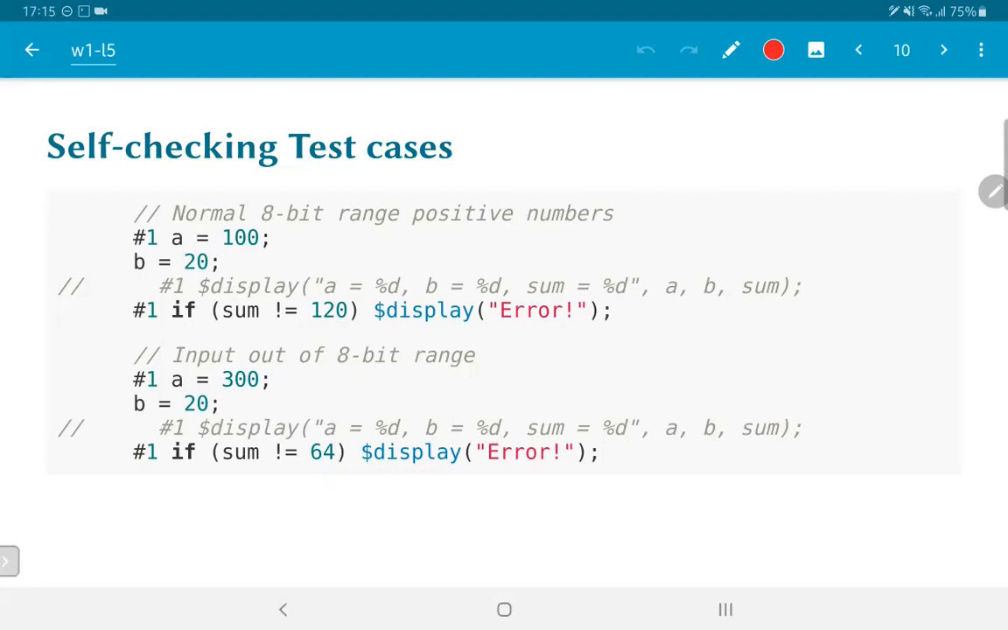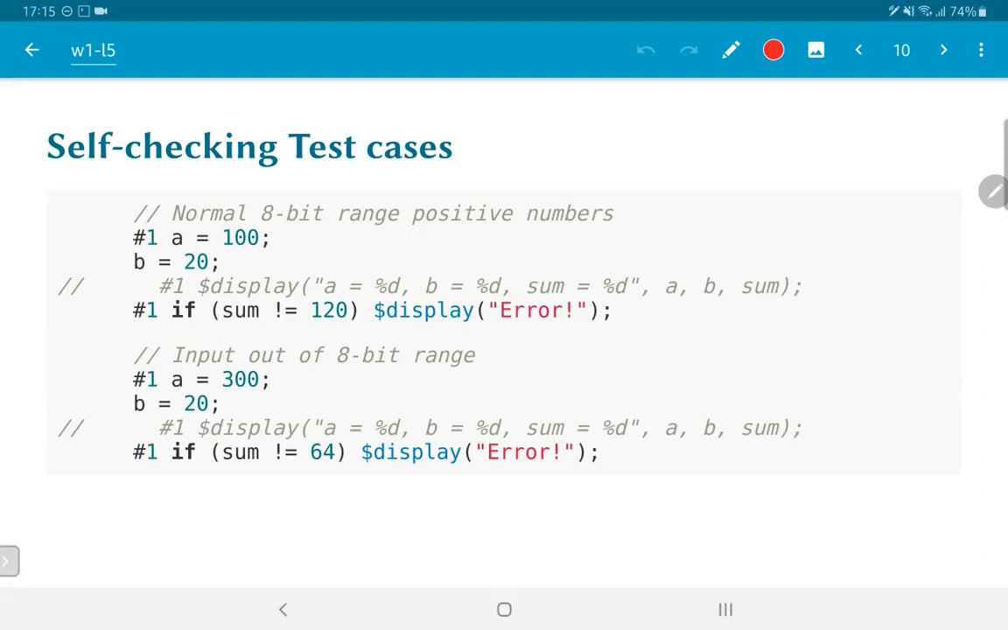What happens if your input itself is outside the 8-bit data range? You would realize that a value of 300 is well outside the range of what can be represented using 8-bit 2's complement numbers. But if you look at it, what you'll realize is that 300, when represented in 8 bits, would basically look like 44. And therefore, we should be looking for the sum to have the value 44 plus 20 or 64 in this case.